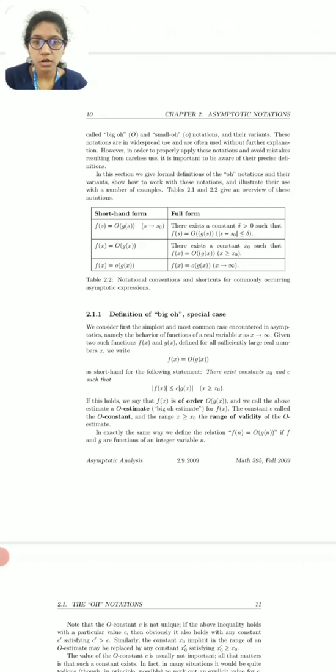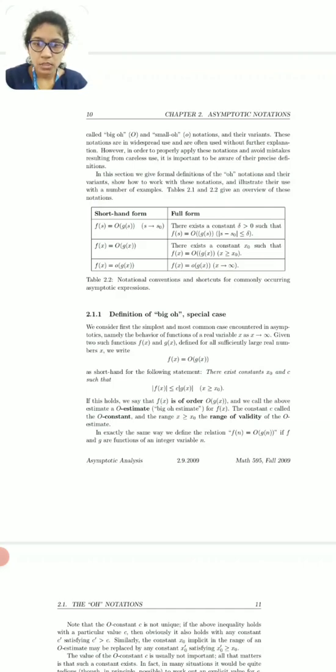In this section we give formal definitions of the big O notations and their relatives, show how to work with these notations and illustrate their use with a number of examples. Tables 2 and 2 give an overview of these notations. This table represents shorthand forms, full forms, definitions of big O notations.